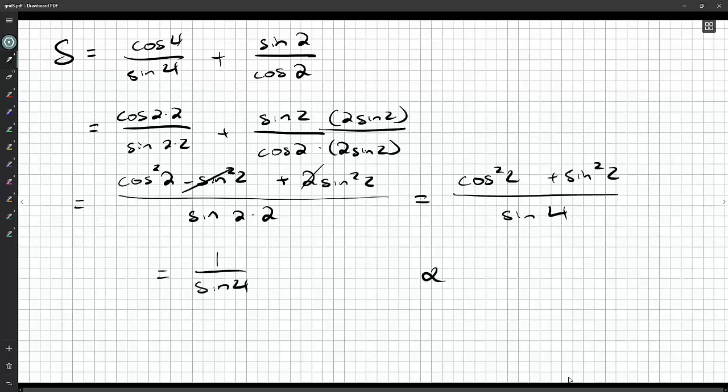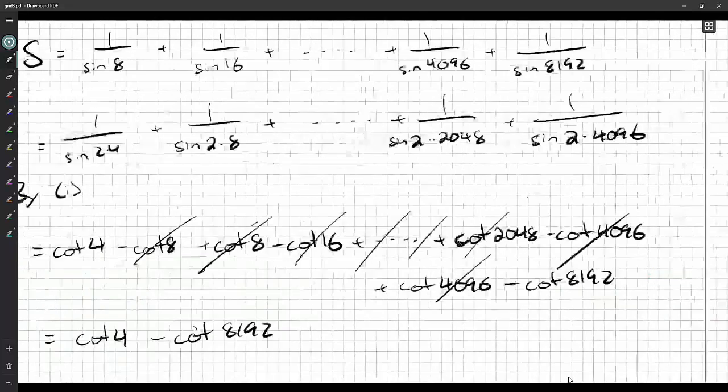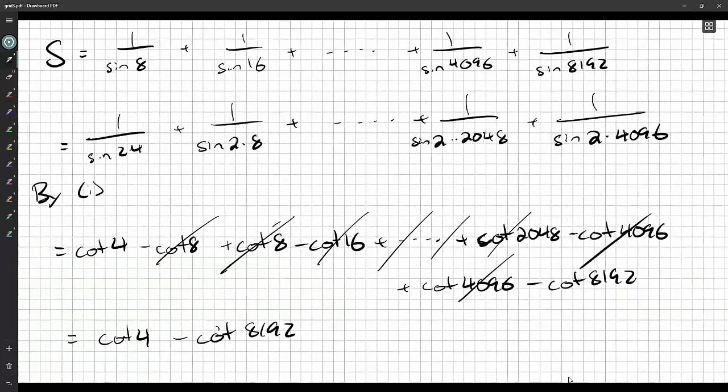1 over sine 4. So what did we want? We wanted alpha, and alpha is equal to 4. Oops, cut myself off there. There we go. All right, that was weird. We don't usually get strict trig questions very often, but there we go. And that certainly took a little bit of thought there.